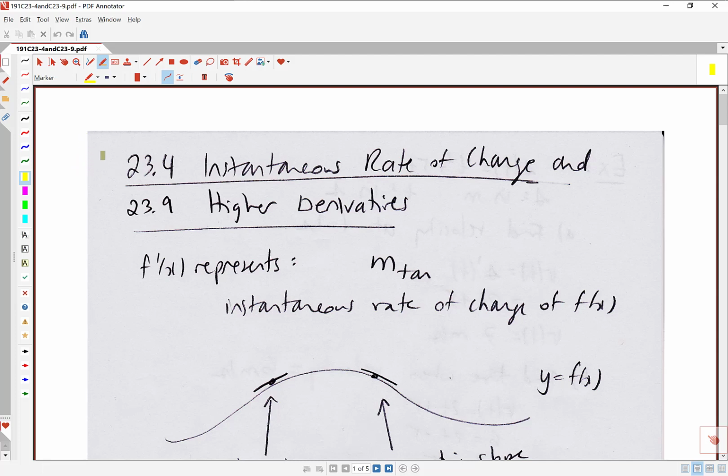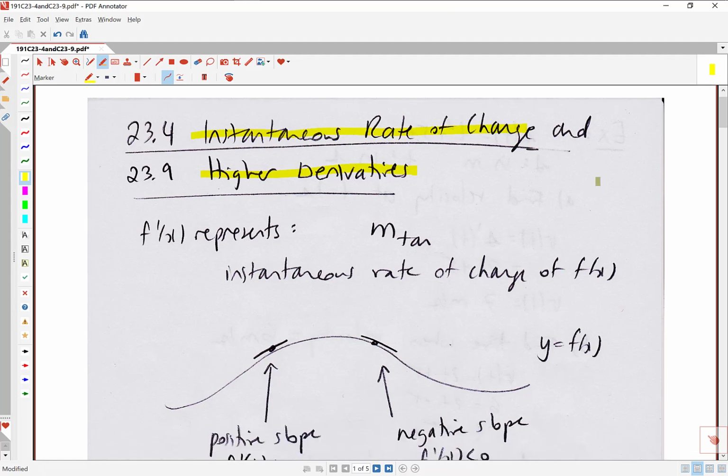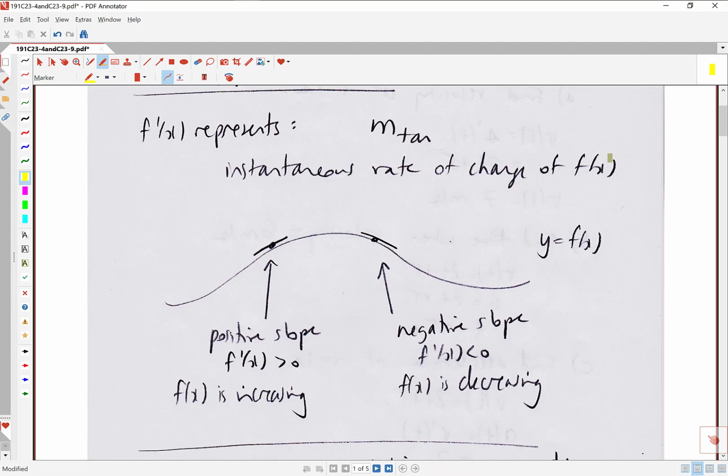In this video, we're going to look at two related topics at the same time. First topic is the idea of instantaneous rate of change, and the second topic is about higher derivatives. So first, let's do a quick recap from one of our previous videos about what the derivative represents.